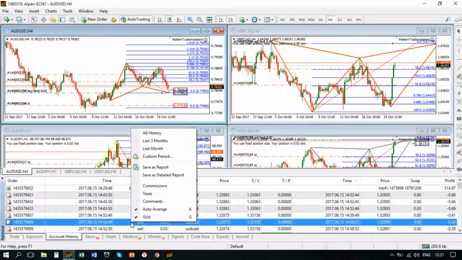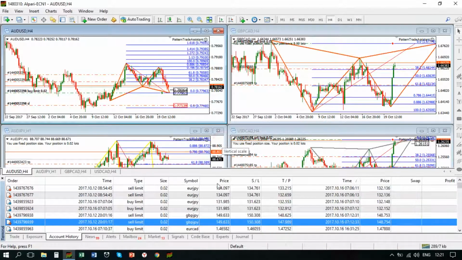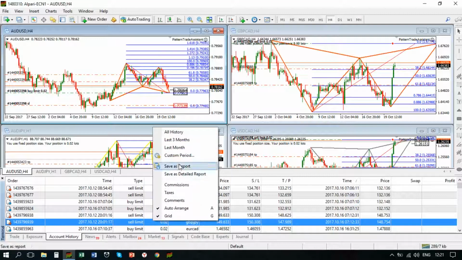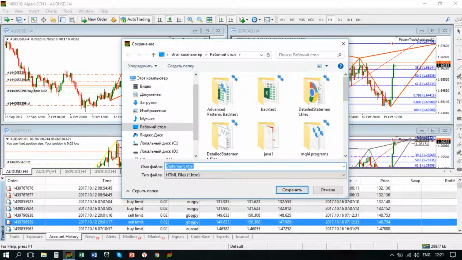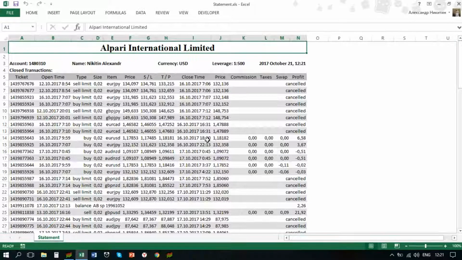Okay, first of all, weekly performance. To do it, we need to change the custom period. Instead of all history, we should go to today and start from Monday. Monday is our beginning. Today is Saturday. Okay, the data downloaded. Then we need to go and save it as report and change the extension from HTM to XLS. This will open the statement in Excel like this.